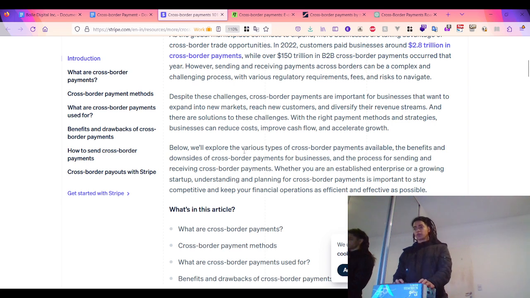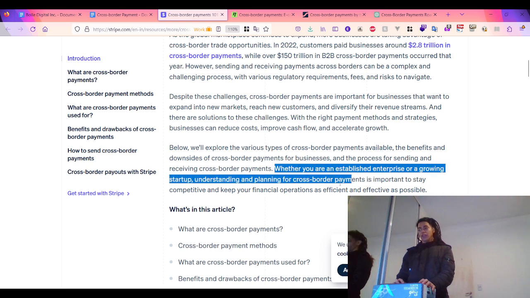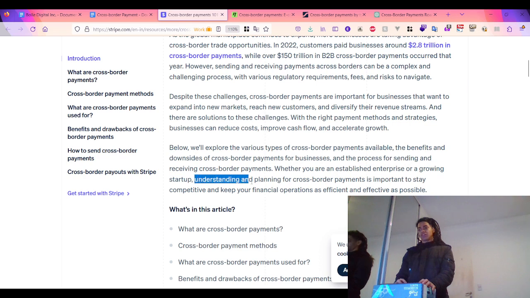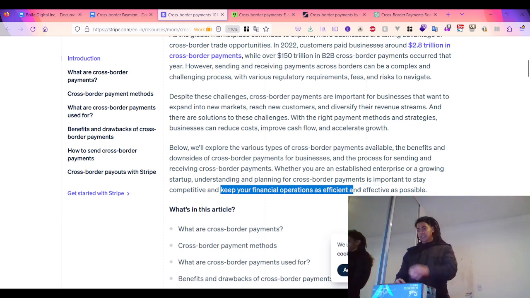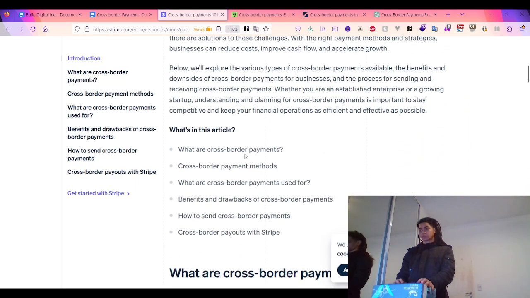Below, we'll explore the various types of cross-border payment available, the benefits and downsides of cross-border payment for businesses, and the process for sending and receiving cross-border payments. Whether you are an established enterprise or a growing startup, understanding and planning for cross-border payments is important to stay competitive and keep your financial operations as efficient and effective as possible.